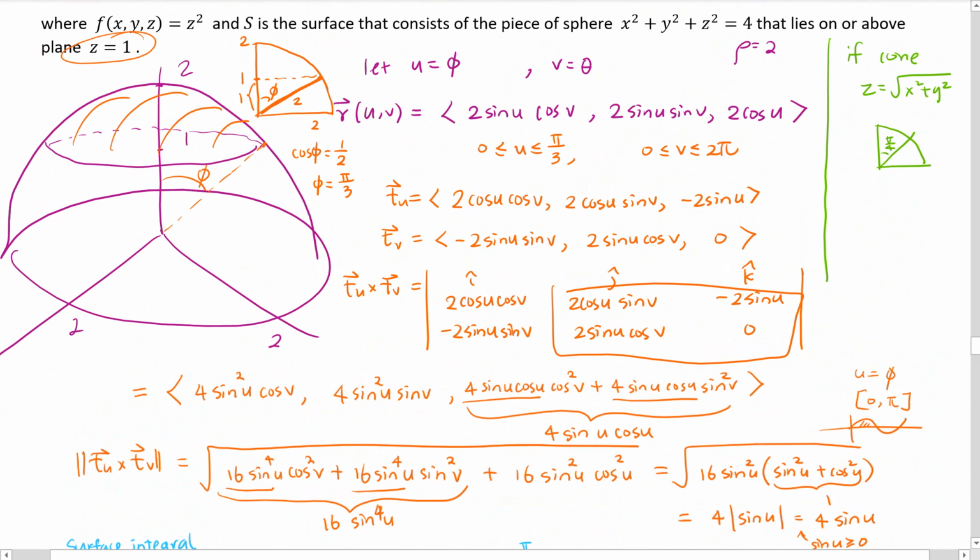And this is our parameterization, right? But right now, because we have the top sphere, the range of u and v is going to change. However, the Tu plus Tv will give us the same answer.